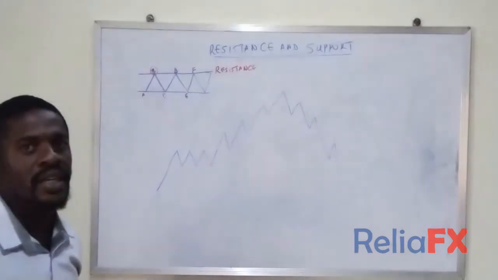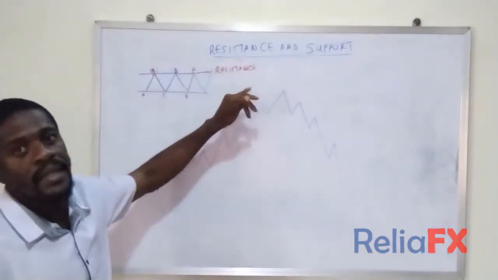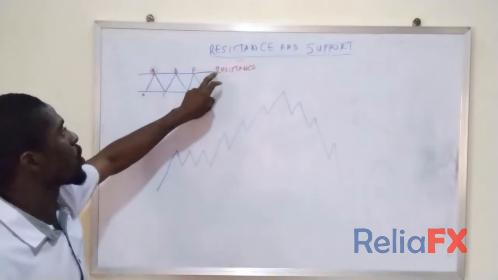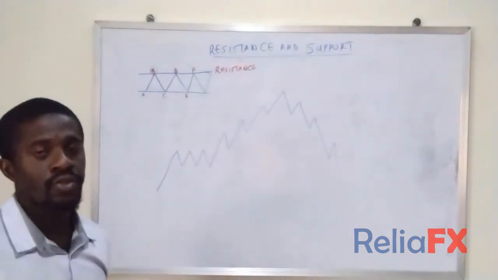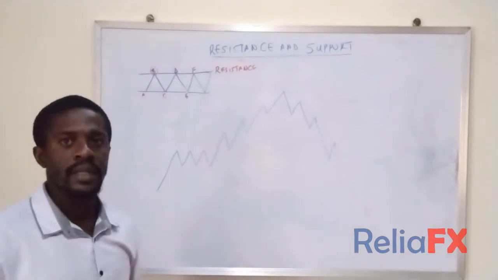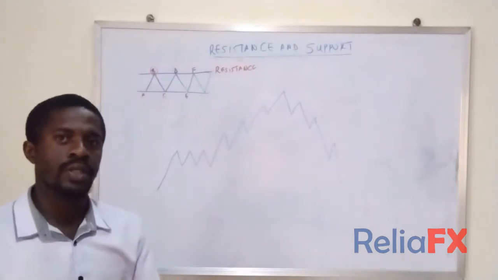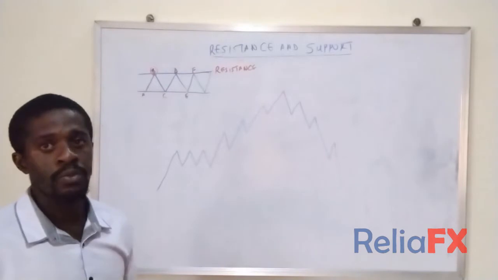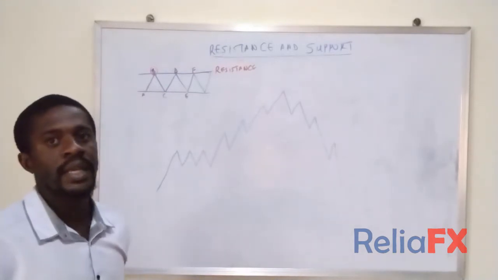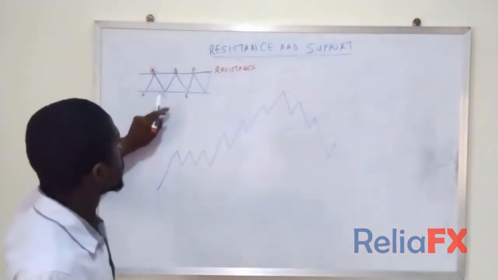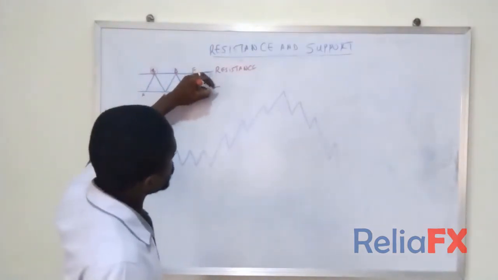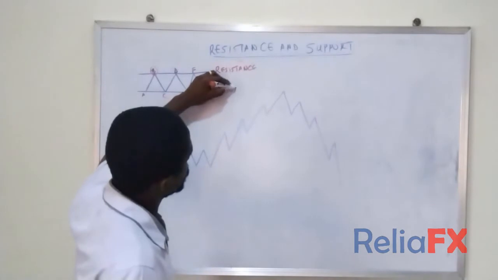Resistance is what you get when price is trying to move up and it is not able to because of a price level. Okay, anytime price is trying to come down for a sell and it's not able to continue the sell or the downward movement because it encountered a price level, that level is called support. So at this point, we can see support.